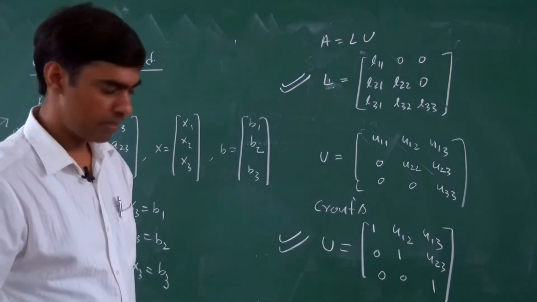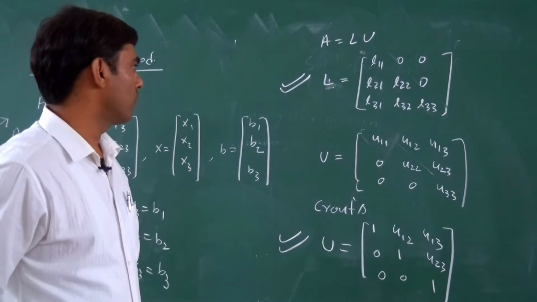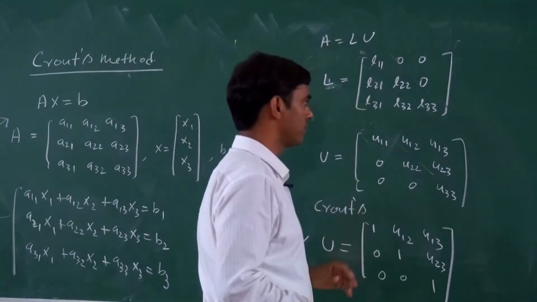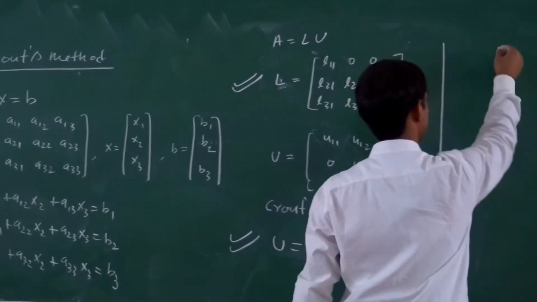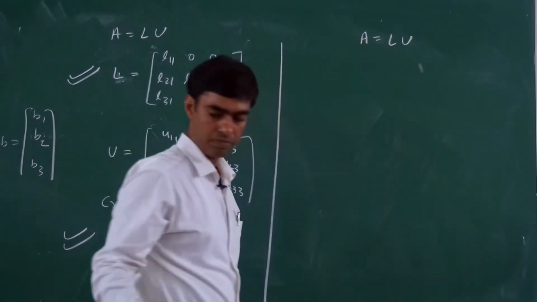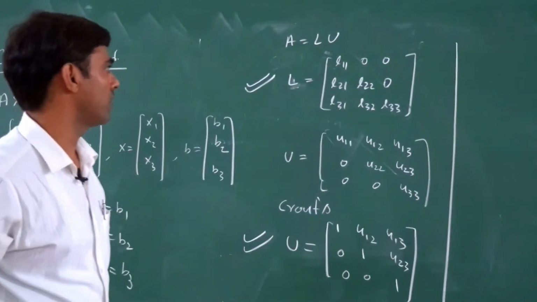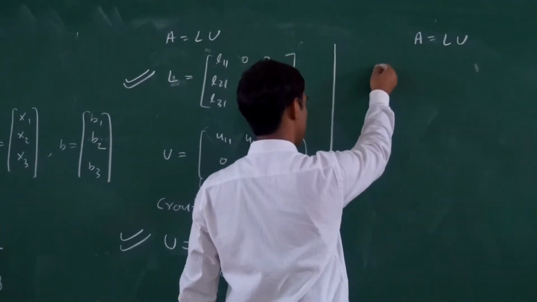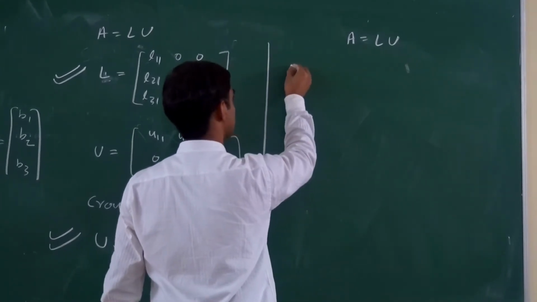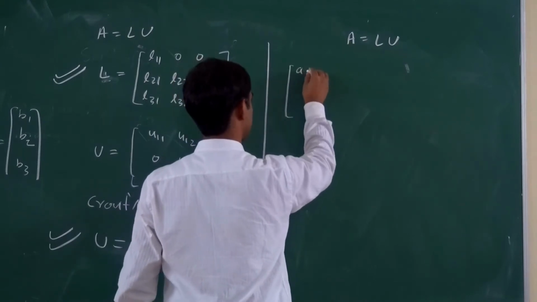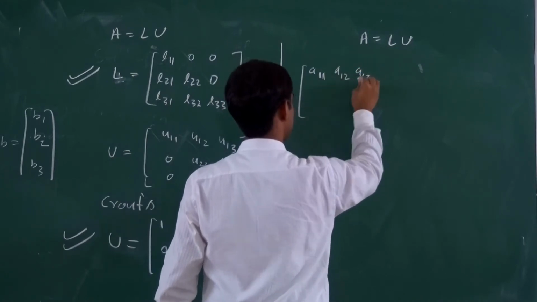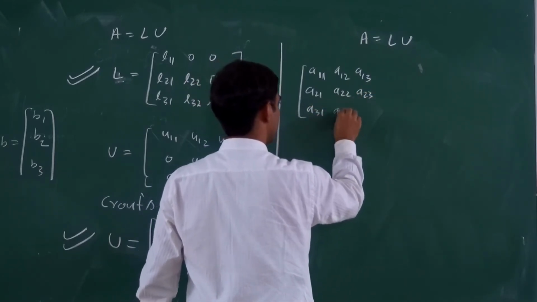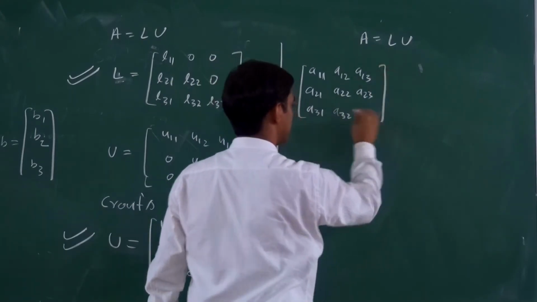So how do we find the elements of the lower triangular matrix and the upper triangular matrix? As we know, A equals LU. How do we find the values of L and U? First we write the values of A. For the sake of simplicity, we write a 3 by 3 matrix: A11, A12, A13; A21, A22, A23; A31, A32, A33.